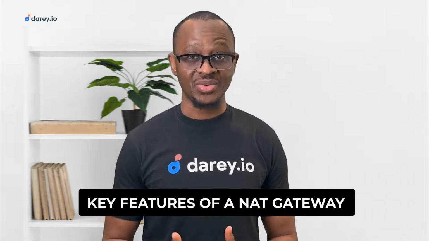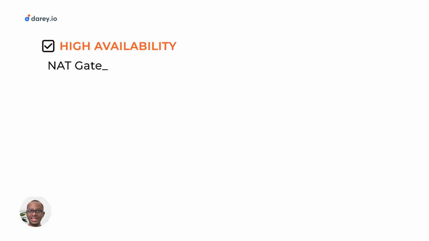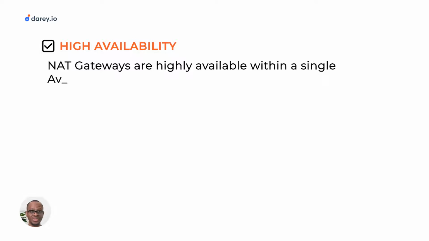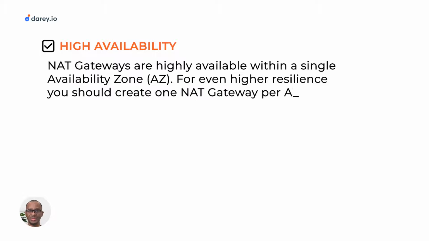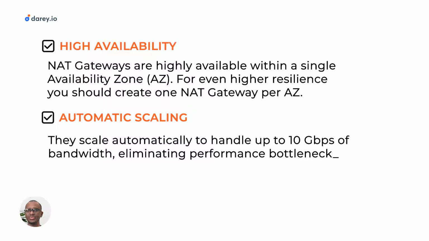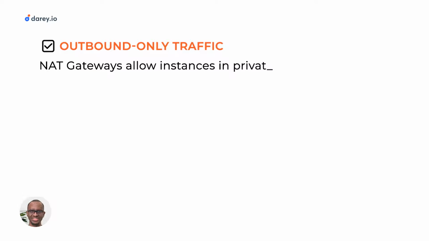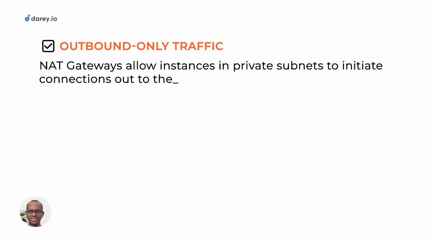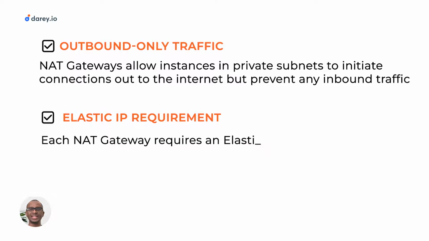Key features of a NAT gateway. Now let's break down the most important features of a NAT gateway. High availability. NAT gateways are highly available within a single availability zone, AZ. For even higher resilience, you should create one NAT gateway per AZ. Automatic scaling. They scale automatically to handle up to 10 Gbps of bandwidth, eliminating performance bottlenecks. Outbound-only traffic. NAT gateways allow instances in private subnets to initiate connections out to the internet, but prevent any inbound traffic. Elastic IP requirement. Each NAT gateway requires an elastic IP address.